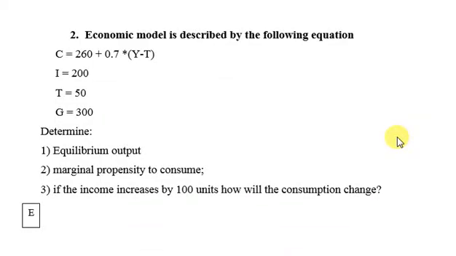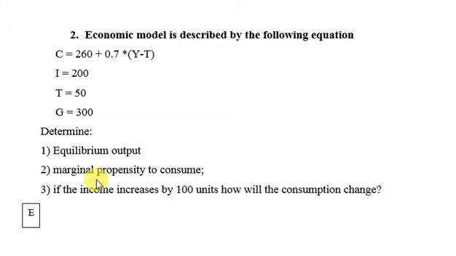Okay, guys, here is a typical task for the model of Keynesian equilibrium, which is the Keynesian cross. Here we've got the consumption function C equals 260 plus 0.7 multiplied by (Y minus T). We have I, which stands for investment. We have T, which stands for taxes, and G, which is government purchases, 3000. And we need to determine equilibrium output, which is production, and the marginal propensity to consume of the model.